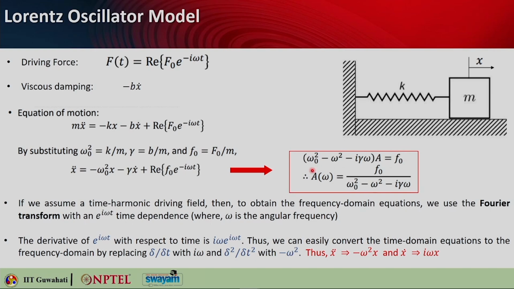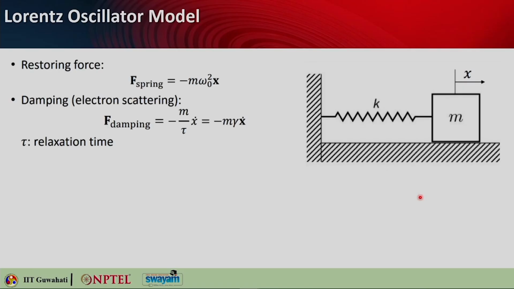I am not going to show each and every term here; you can sit down and find out how it is done, it is very simple. Finally, you can write A of omega, that is how the amplitude of the displacement behaves, and this is in the frequency domain. So, you have got F0 over omega naught square minus omega square minus i gamma omega. This is the equation you have obtained.